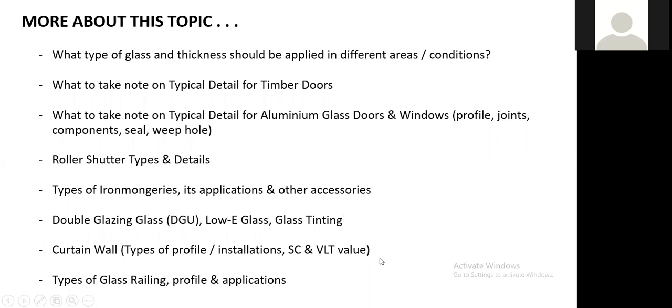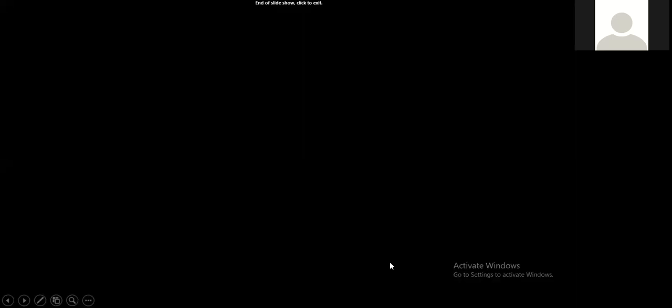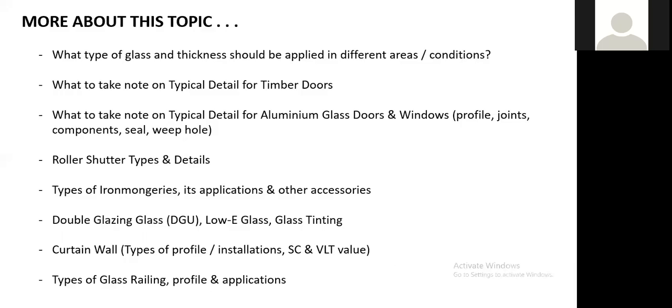Curtain wall, of course, may not be relevant. When there's a curtain wall, quite likely there will be consultants already. Type of glass railing profile and application also relates to glass, since it's all about glass. Okay, I think that's about it for today.